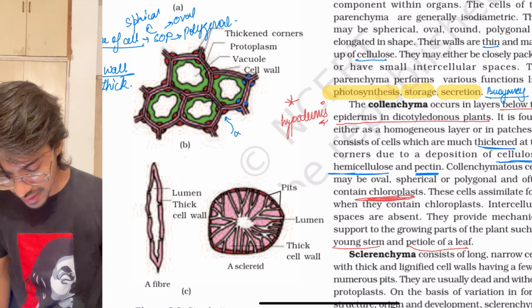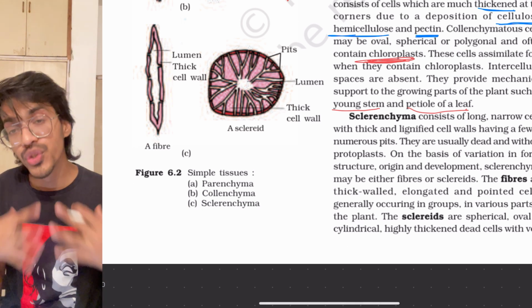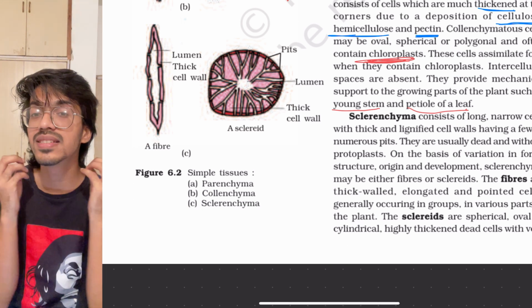Moving on to the next one, that is sclerenchyma. Now for sclerenchyma, you have to remember that usually, wherever it is present, it is dead.